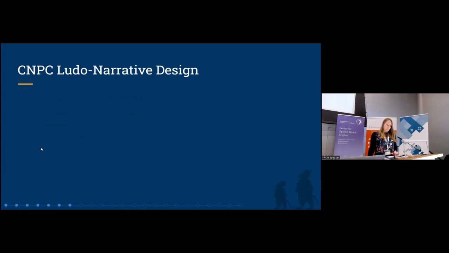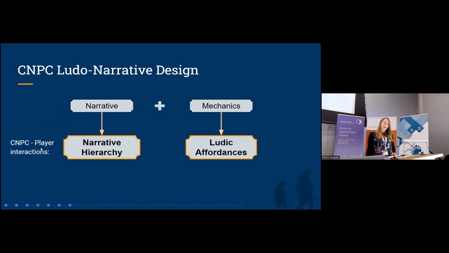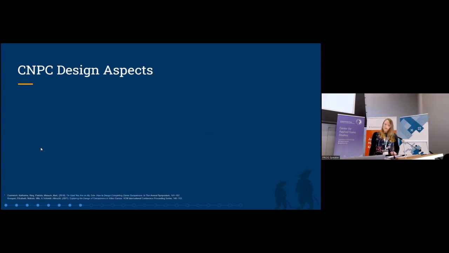Putting together everything we discussed so far, we decided to delve into CNPC design, both from a narrative as well as a mechanical point of view. We examined the interactions between the CNPC and the player in several games and proposed two design aspects. These are the narrative hierarchy and the Ludic Affordances. Now, before we go into each of these design aspects, let's look at some of the previously defined CNPC design aspects that they are based on.